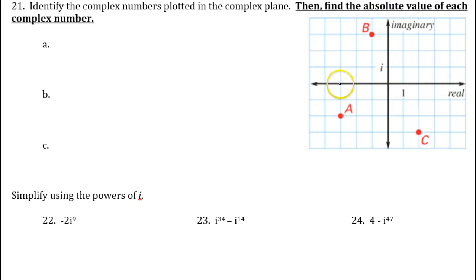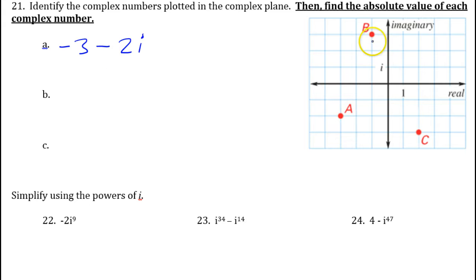So because this is left 3 units, that means that this has a real part. The real part of the number is -3. Because this is down 2, that means the imaginary part is -2i. And I'm not going to put plus -2, I'm just going to put minus 2i. So that is the first complex number.